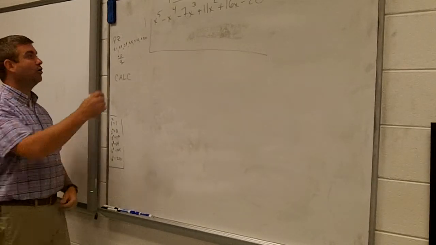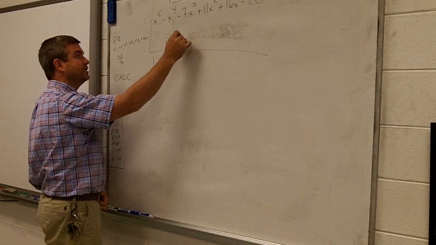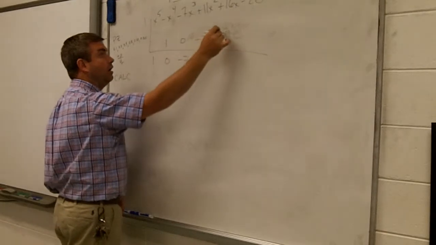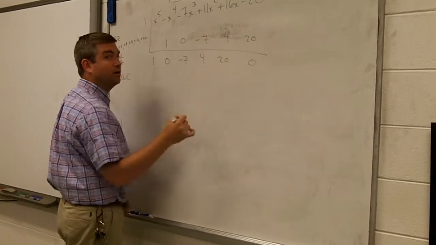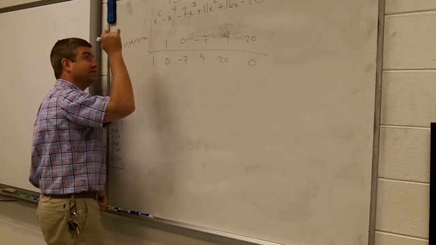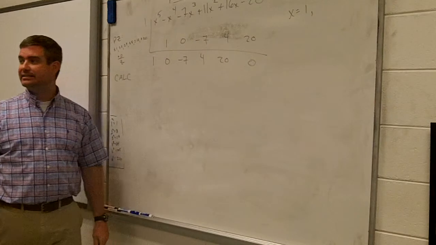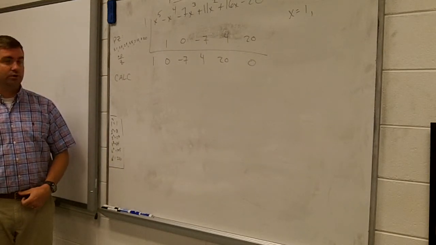Right? So 1 drops down, I get 1 right here, that gives me 0, that gives me 0 here, -7, 4, 1, add that up and get 20, 20, and 0. So positive 1 does work. And our answer, we know that 1 is a 0. We have one real root at least, and it's positive 1.